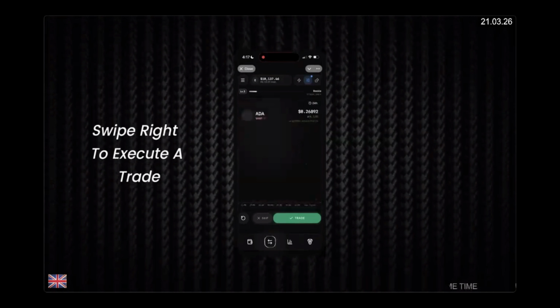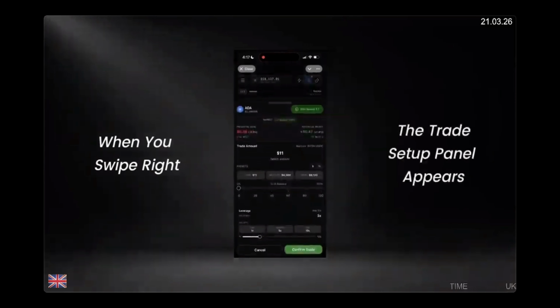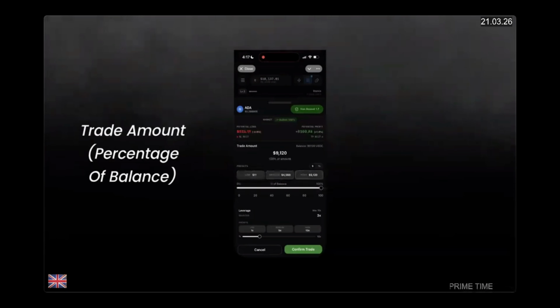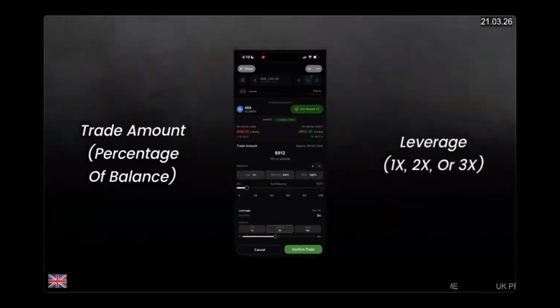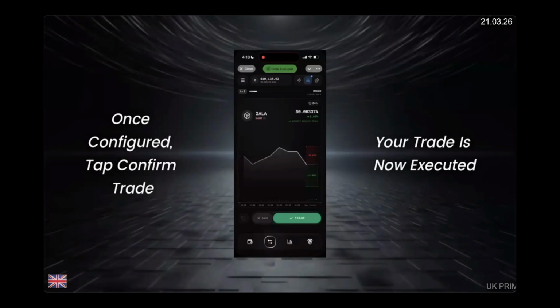Step 2 to interact. Swipe right to execute a trade. Swipe left to skip. Step 3. When you swipe right, the trade setup panel appears. Here you can define trade amount, percentage of balance, leverage 1x, 2x, or 3x. Step 4. Once configured, tap confirm trade. Your trade is now executed.